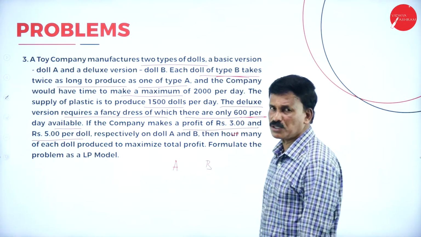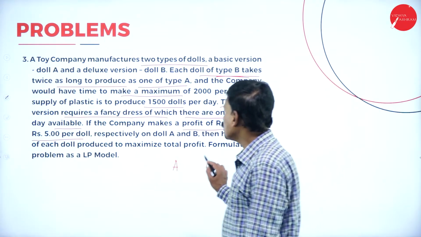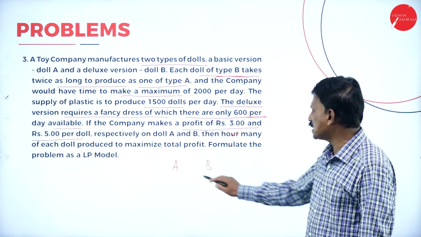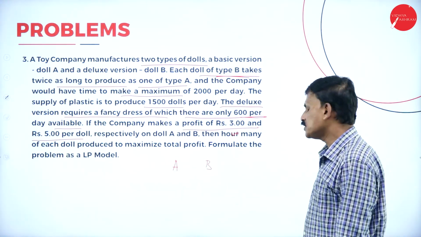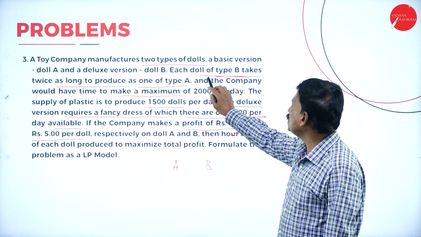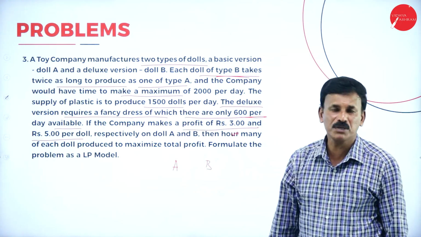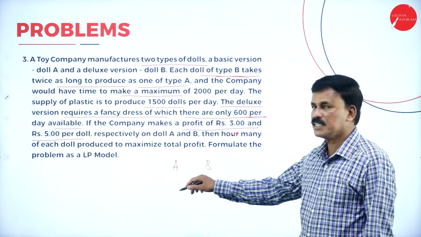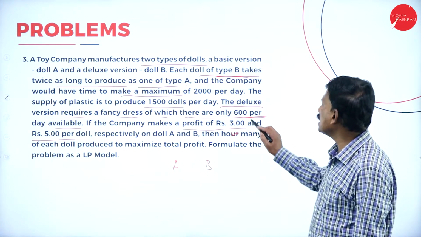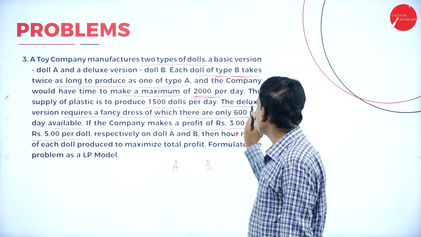So again, this is nothing but a maximization problem. Here there are two types of doll. One is A, another one is B. B is the deluxe one. One is an ordinary model, another one is the deluxe model. So as with the previous problem, what is the condition here? Each doll of type B requires twice as long as the time taken by A. So to produce B, it will take 2 times the time taken by the product A. Now if such is the case, the company would have time to make a maximum of 2000 per day.